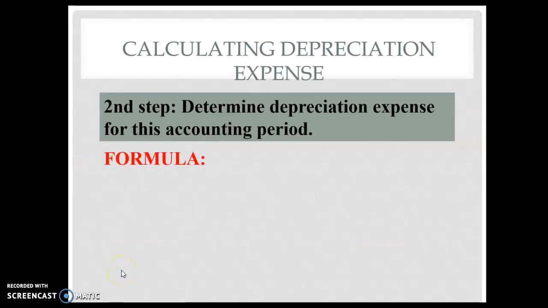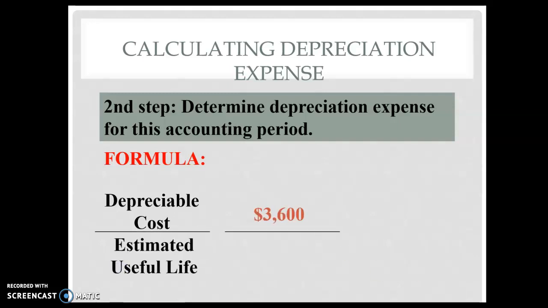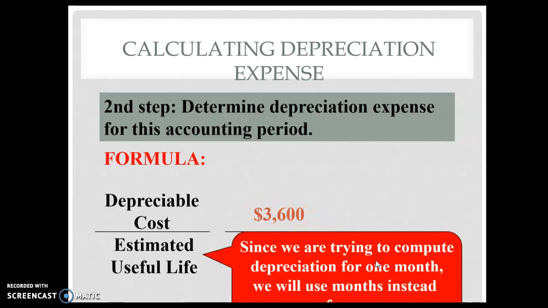The second step is to determine the depreciation expense, and we have a formula for that too. This is the straight line formula of depreciation. We take the depreciable cost and we divide it by the estimated useful life. So our depreciable cost, we said, was $3,600, and we divide that by the estimated useful life of 3 years. So I can take $3,600 divided by 3 years, and that will tell me $1,200 per year, because I put my estimated useful life in years.